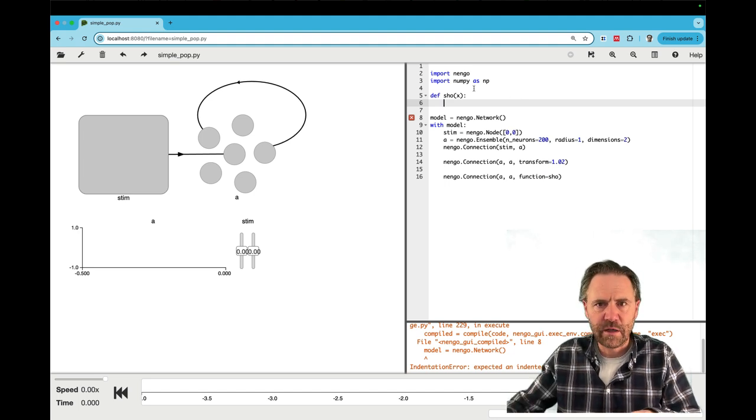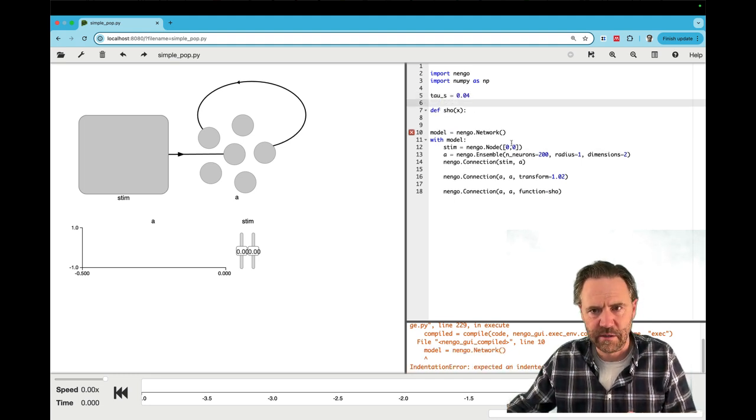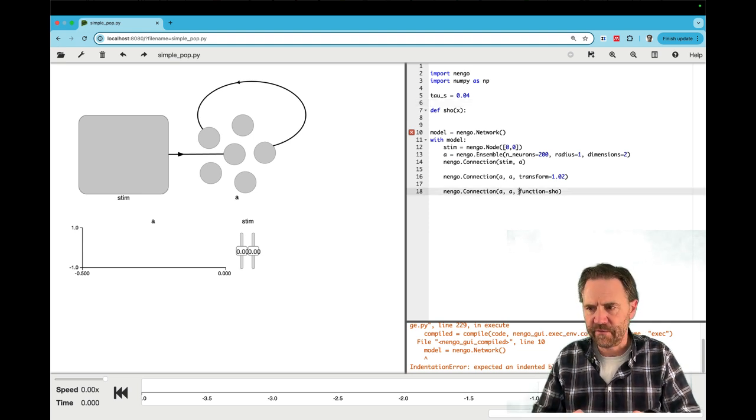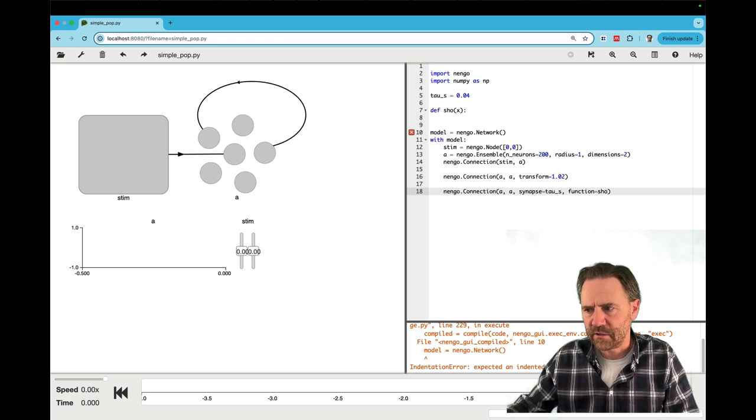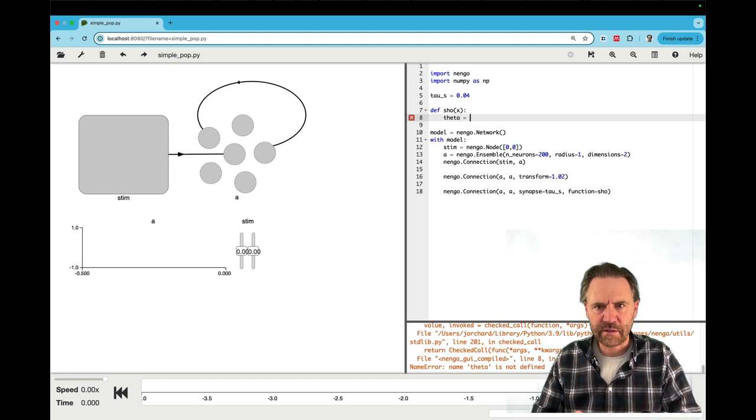And so let me create a synaptic time constant, 0.04, 40 milliseconds. So this connection has to have that time constant. Do I need that anywhere else? No, okay. Now theta, I'm going to set it equal to 2.